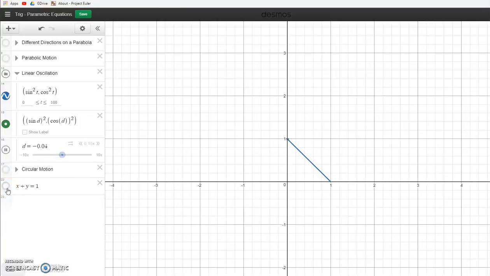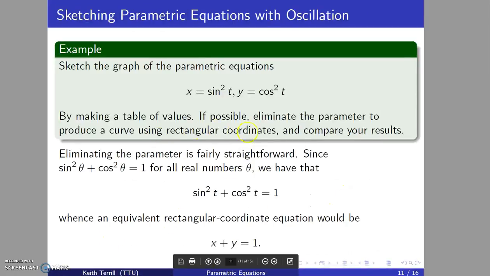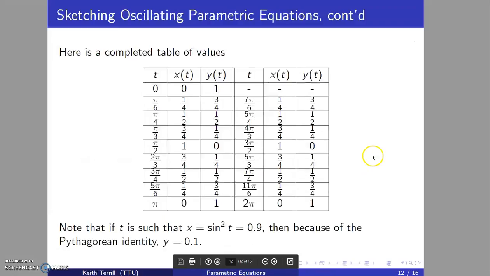So let's take stock here. How does that stack up to what we originally guessed? That coincides, but this is radically different than just a straight line. This has oscillation to it. And the takeaway I want you to make from here is that elimination of the parameter is great, except when you have oscillations. And then all bets are off. You've really got to be careful there.